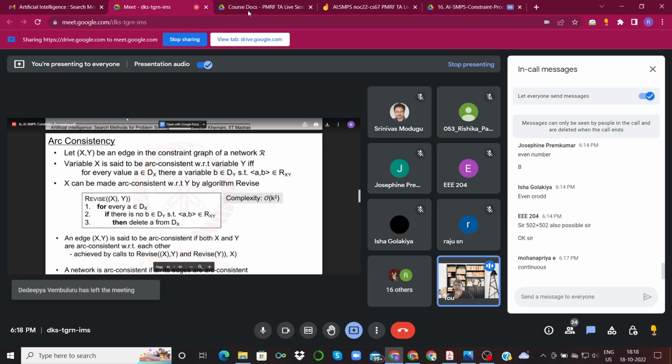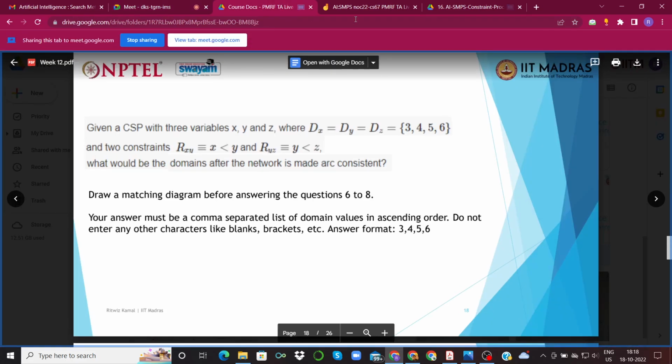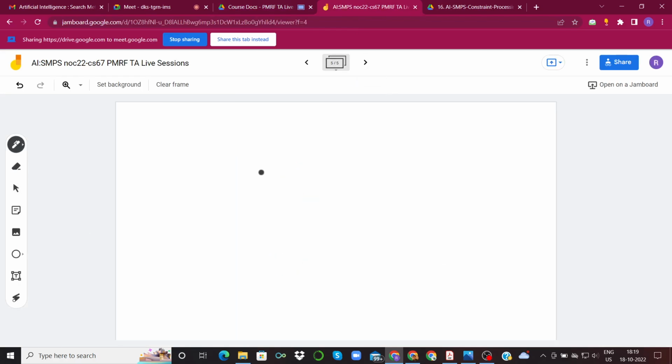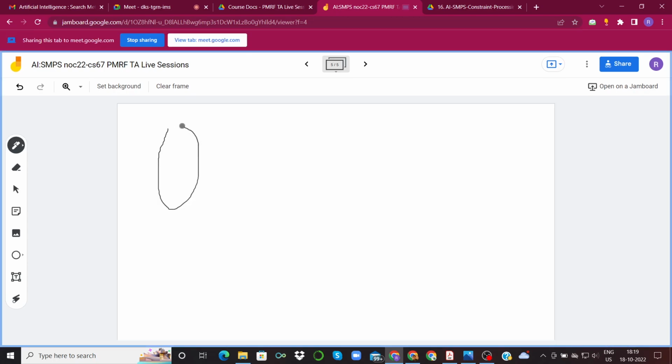So let's try to solve the problem that is given to us, and hopefully we'll arrive at an answer. We have three variables, so let us denote the domain for each of these variables through these diagrams. Each of them has 3, 4, 5, 6 to begin with.